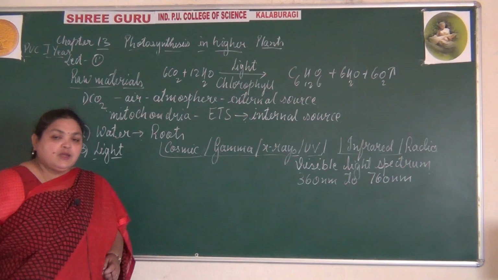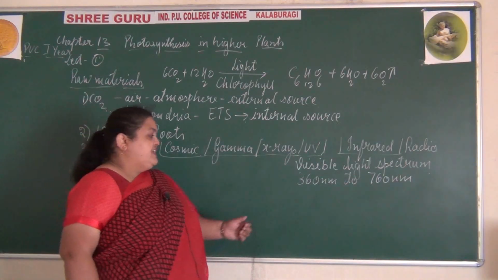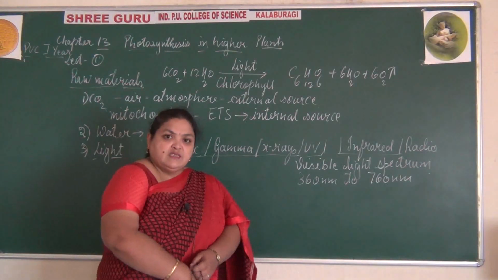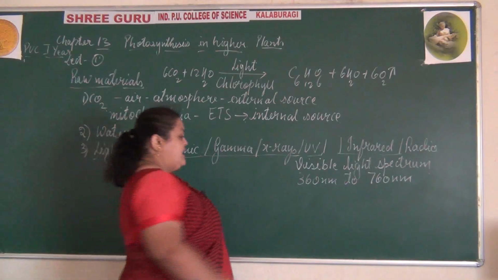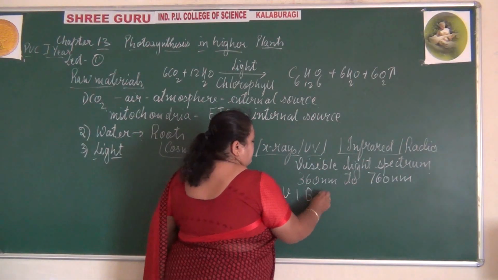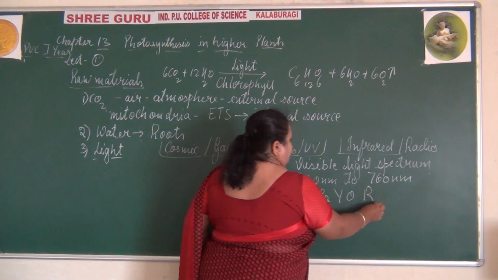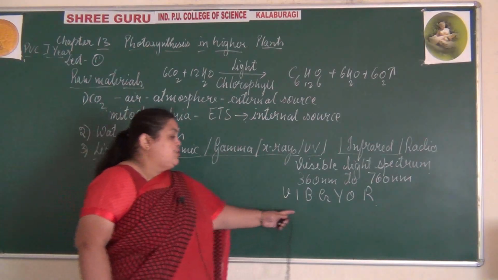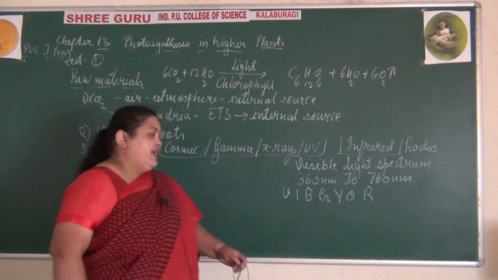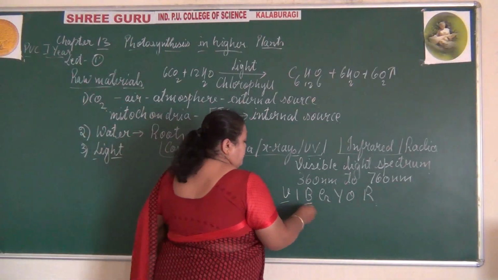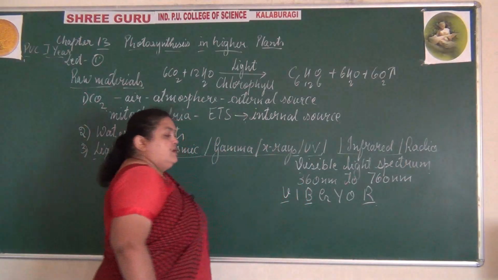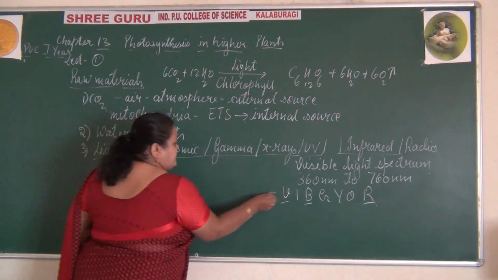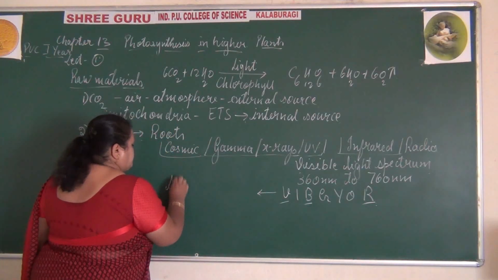In the visible light spectrum, the wavelength of light of 360 nm to 760 nm is used for the process of photosynthesis, where it includes the 7 rainbow colors, that is VIBGYOR: violet, indigo, blue, green, yellow, orange and red. In that, violet, blue and red are widely used in the process of photosynthesis. So these are regarded as the absorption spectrum.